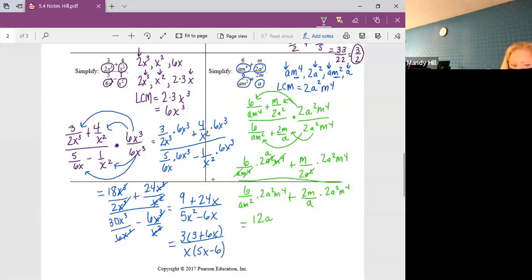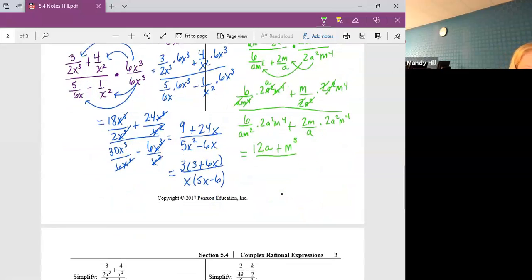A squared can cancel out with a squared. There's nothing else. Oh, 2 can cancel out with 2. So on the top, I'm just m times m to the 4th. Well, that's going to be plus. I'm getting the plus from right here. M times m to the 4th would be m to the 5th. You add exponents when the bases are the same.